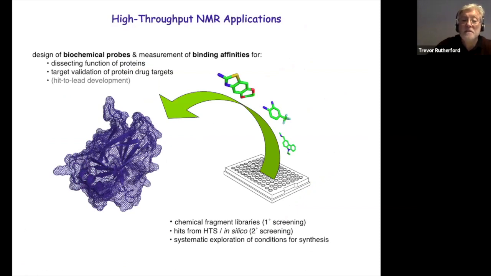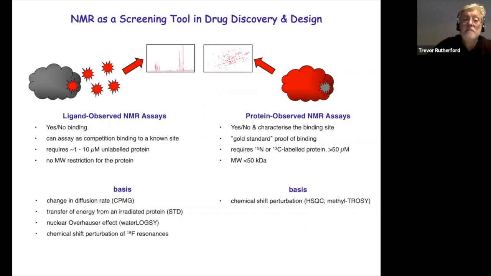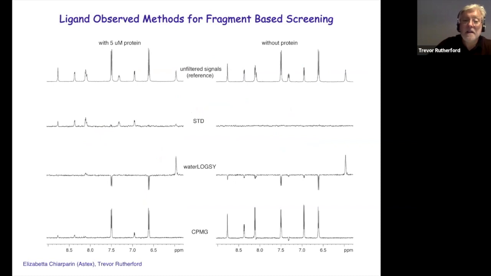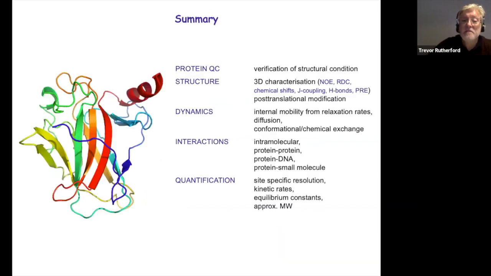Every pharmaceutical company has used fragment screening, and NMR is one of the bedrocks of doing that for lead generation. I'm not going to go through this now, there's no time left, but it's a collection of different experiments that we can use, either observing the NMR spectrum of the ligand, the small molecules in chemical libraries, or we can observe the signal from the protein in order to get proof of binding and do lead development. And different techniques in there.